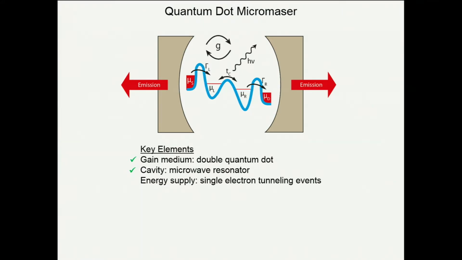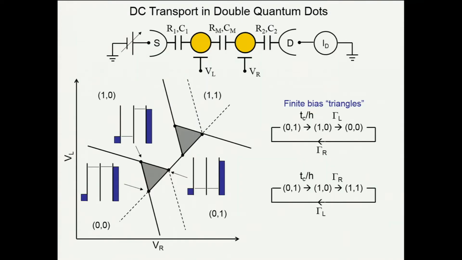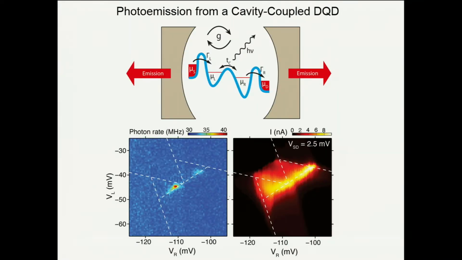And so what I want to explore now is whether or not in these cavity-coupled devices, we can actually get light out. So here's a simple measurement. It's a double dot. It's in a cavity, same system as before. And we're going to force a current to flow through it. Here's a plot of the current as a function of the right gate voltage and left gate voltage. You can see that there's a non-zero current in these so-called finite bias triangles.